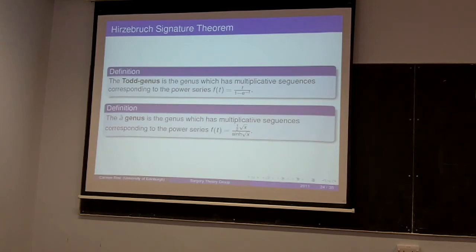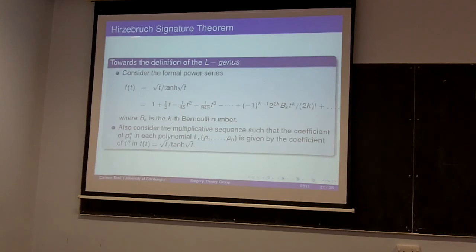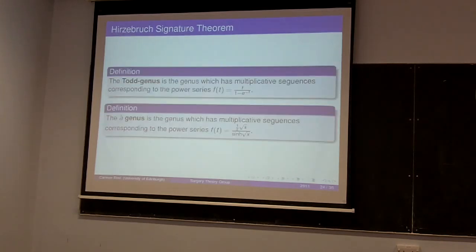And here, just not to leave them out, we have the definition of the Todd genus and the A-hat genus, which are also very important in many contexts. We're not going to get into them today, but they correspond to other multiplicative sequences. It's interesting that for our L genus, we were considering this formal power series, the one that corresponds to the L genus. If we take this power series here, then we are going to be defining what is called the Todd genus. And another power series, say this one here, gives us the A-hat genus.